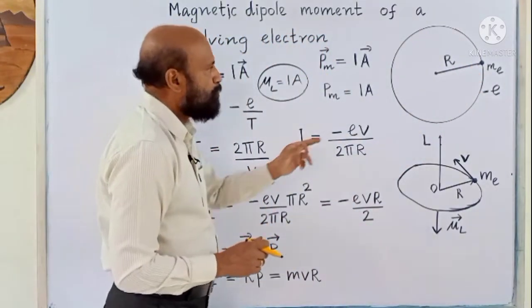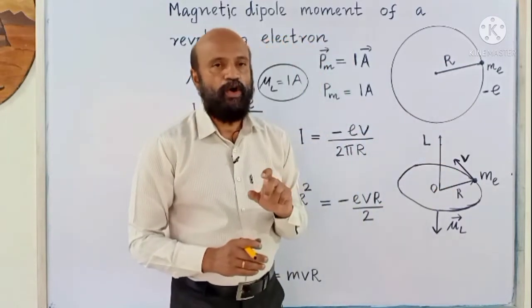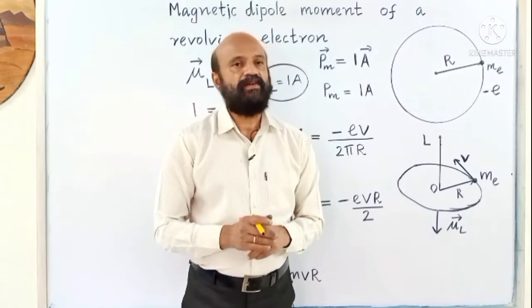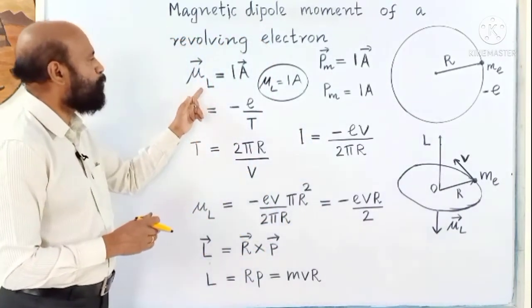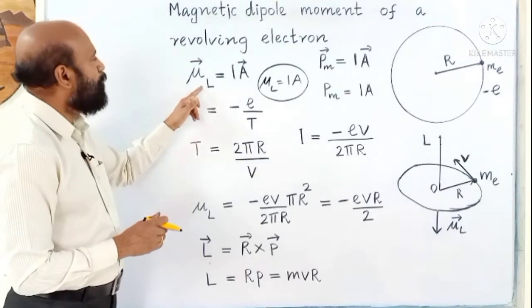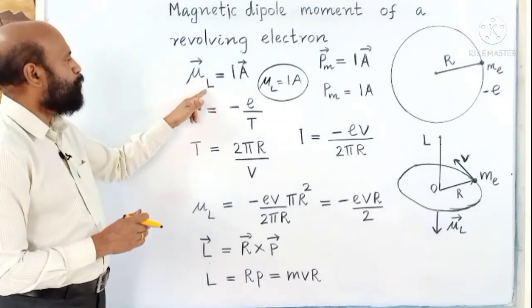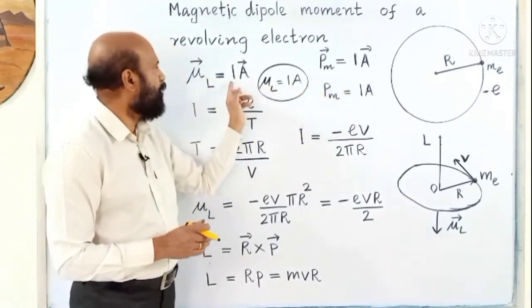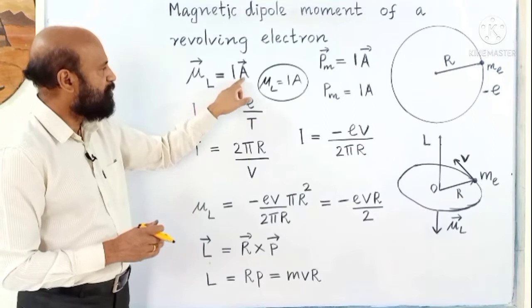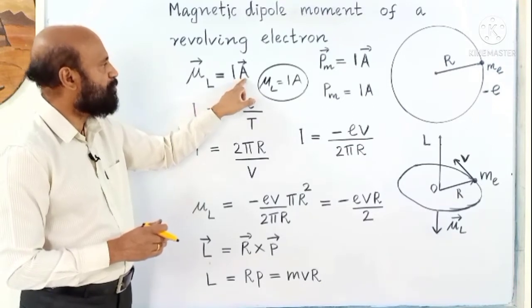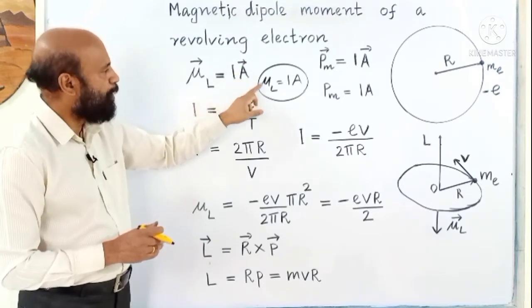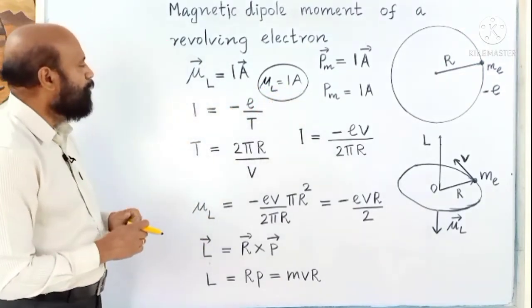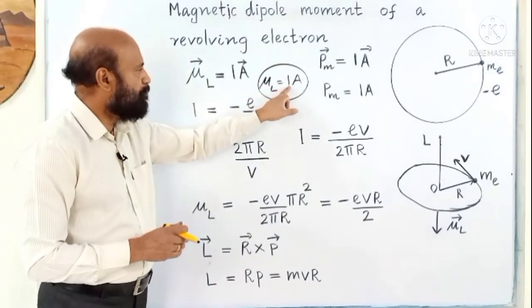For an electron, there are two types of motion, orbital motion and spin motion. We are going to consider the orbital motion in this video. Magnetic moment due to orbital motion, mu L vector is equal to I into A, where I is the current, A is the area. Now, area is a vector quantity, but in magnitude we can write mu L is equal to I into A. Then we have to get an expression for I, current.